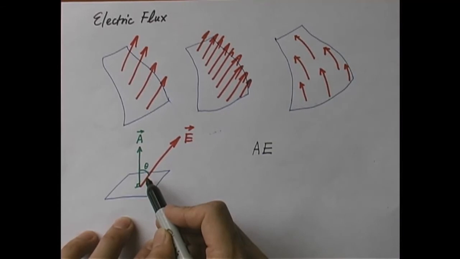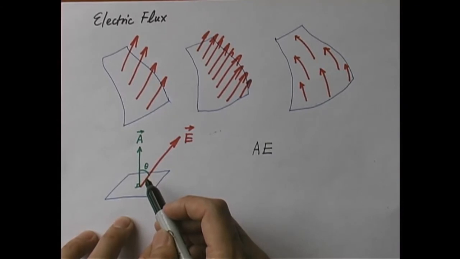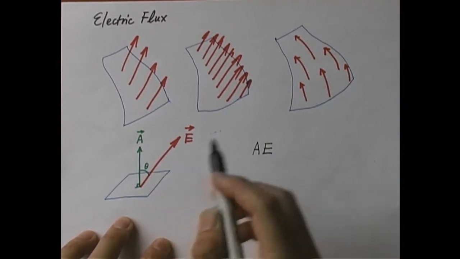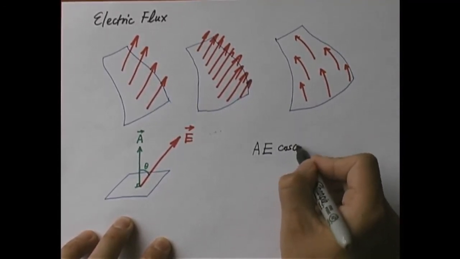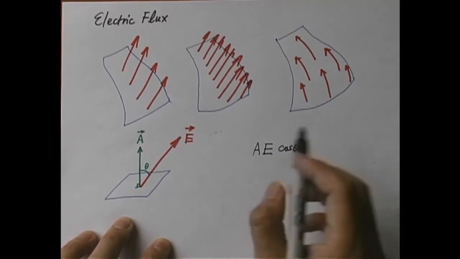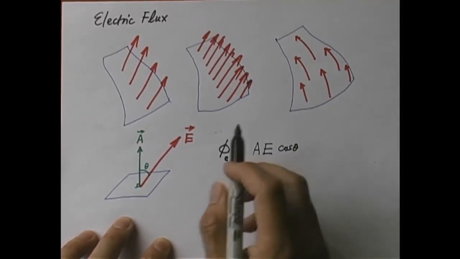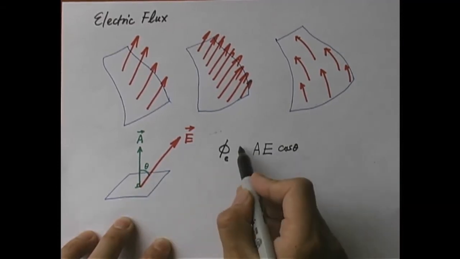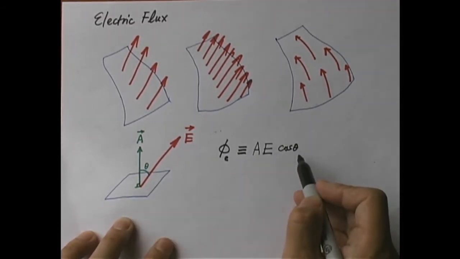Okay, so what do you think, can you think of a function which is 0 at 90 degrees and at maximum at theta equal to 0? Well, obviously the easiest choice is cosine theta, right? So this is how we define the flux phi E, the electric flux through this surface. It is defined as A times E times cosine theta. Make sense?